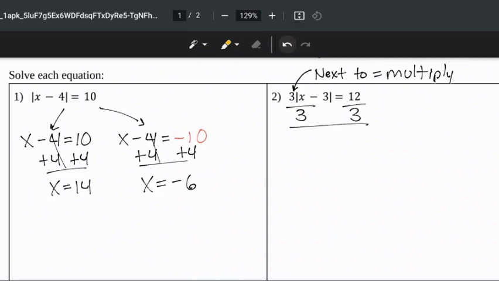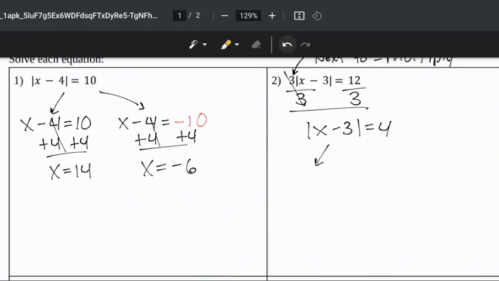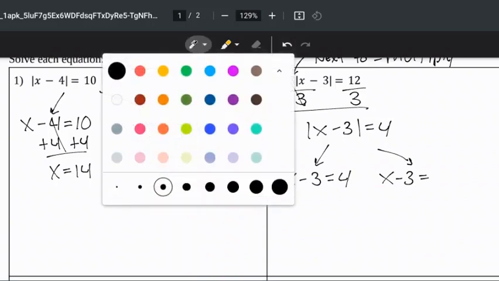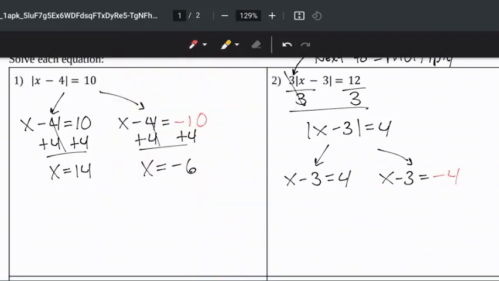And so it's the same deal. When next to means multiply, we do the opposite to get rid of it. So that cancels out, and we're left with the absolute value of x minus 3 equals 4. Now the absolute value bars are isolated, and we can split into our two equations. So we have x minus 3 equals 4. So everything stays the same because we have a positive. And now we're going to write x minus 3 equals, and it's going to be negative 4, right? That's the one shift. The first equation has a positive 4. The second equation has a negative 4.